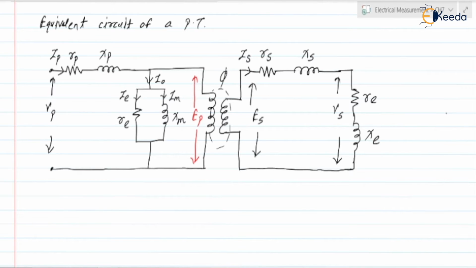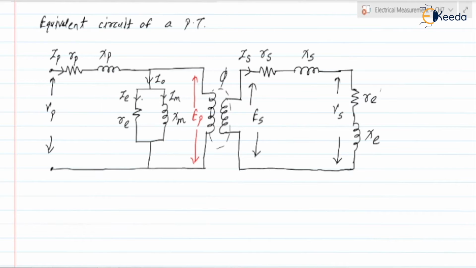It is similar to that of your transformer. Rs and Xs are the secondary winding resistance and reactance, Re and Xe are the external meters' resistance and reactance, or the external circuit resistance and reactance. Vs is the terminal voltage, Es is the induced voltage, Is is the secondary current, and phi is the flux produced in the circuit or the air gap. Ep is the induced voltage in the primary winding. I0 is the no load current.